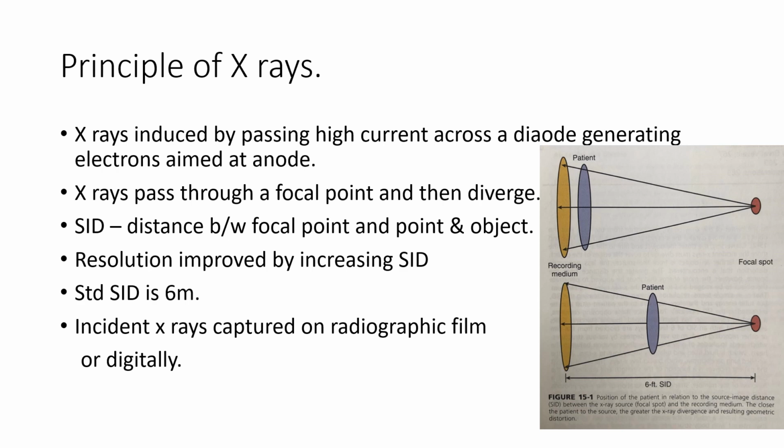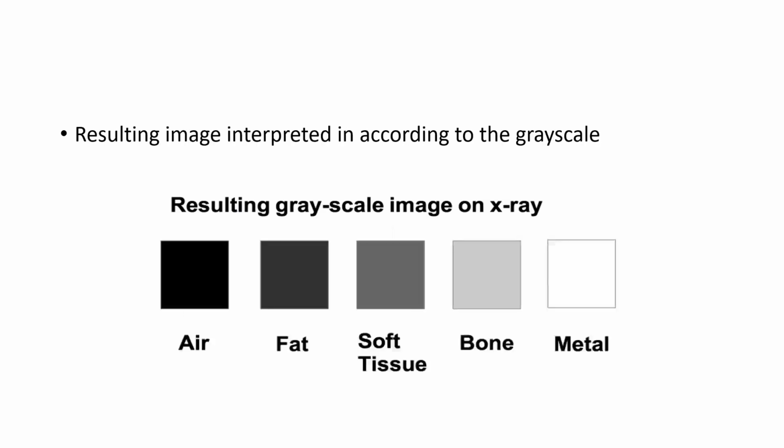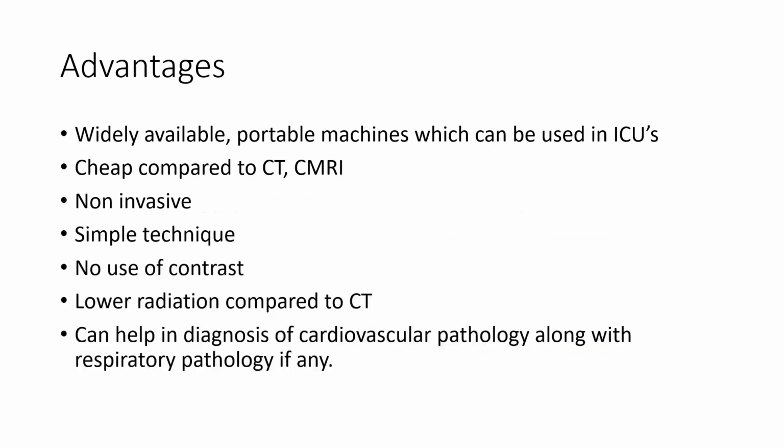It's a conventional standard to take the SID as 6 meters. The incident X-rays are then captured on a radiographic film or digitally. The resulting image is then converted to grayscale and interpreted accordingly, with air being dark, that is black, and metal being white. And in between, there are various shades of gray for fat, soft tissue, and bone.